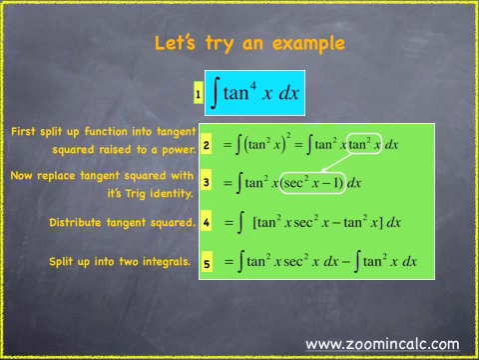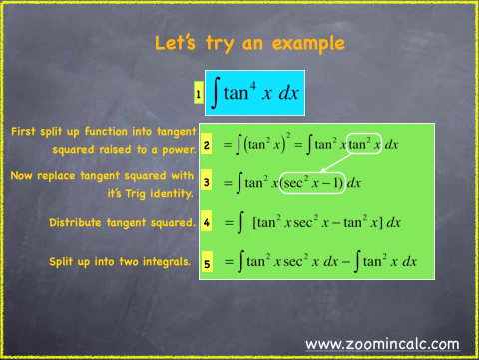So the first step, or I should say step 2 in this example, what we're going to do is break up or split up our function into powers of tangent squared. Since it's tangent to the fourth, it's simply going to be tangent squared squared, okay? And you can see then we can break that up as the integral of tangent squared of x times the tangent squared of x.